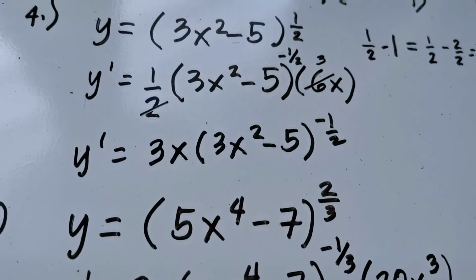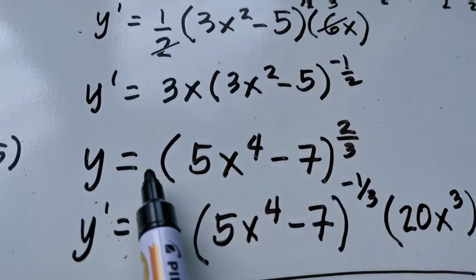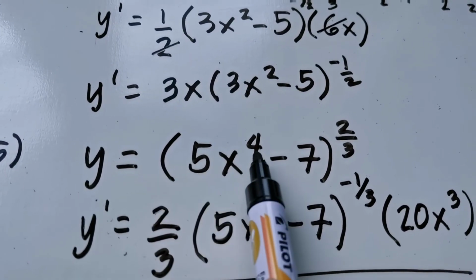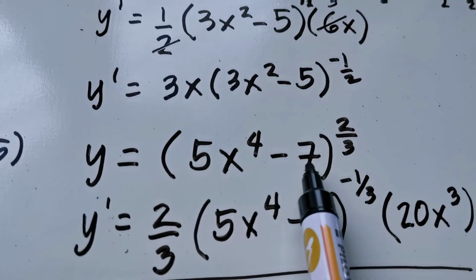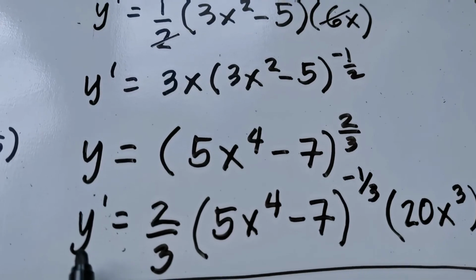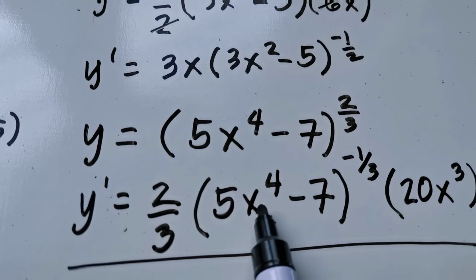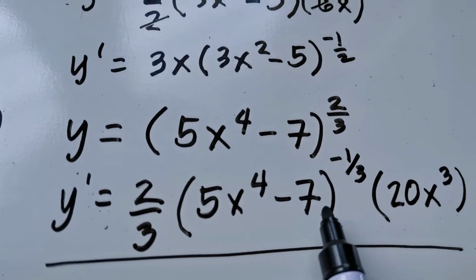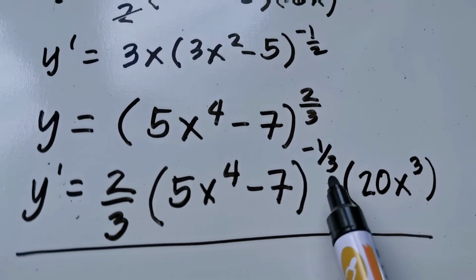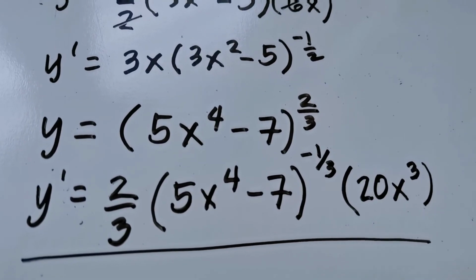So the derivative of y equals 5x to the 4th minus 7 quantity raised to 2 over 3 is 2/3 times the quantity of 5x to the 4th minus 7 raised to negative 1/3 times 20x cubed.